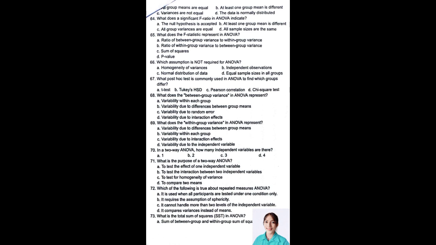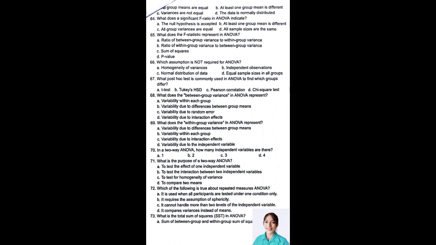Number 76 is what is the assumption of sphericity in repeated measures ANOVA? The assumption of sphericity in repeated measures ANOVA is equality of covariances among pairs of repeated measures. So that's in option B. Number 77, when is a MANOVA used instead of ANOVA? We can use MANOVA when there are multiple dependent variables, since ANOVA can be used if there's only one dependent variable.